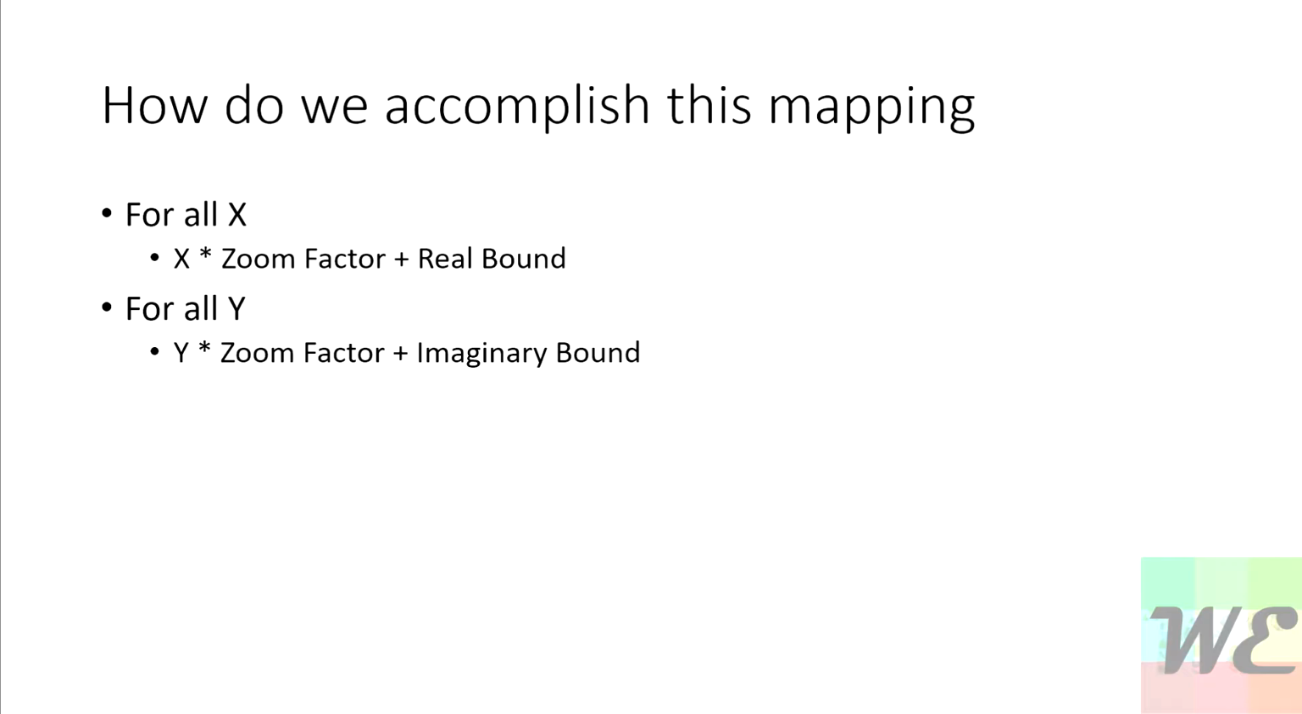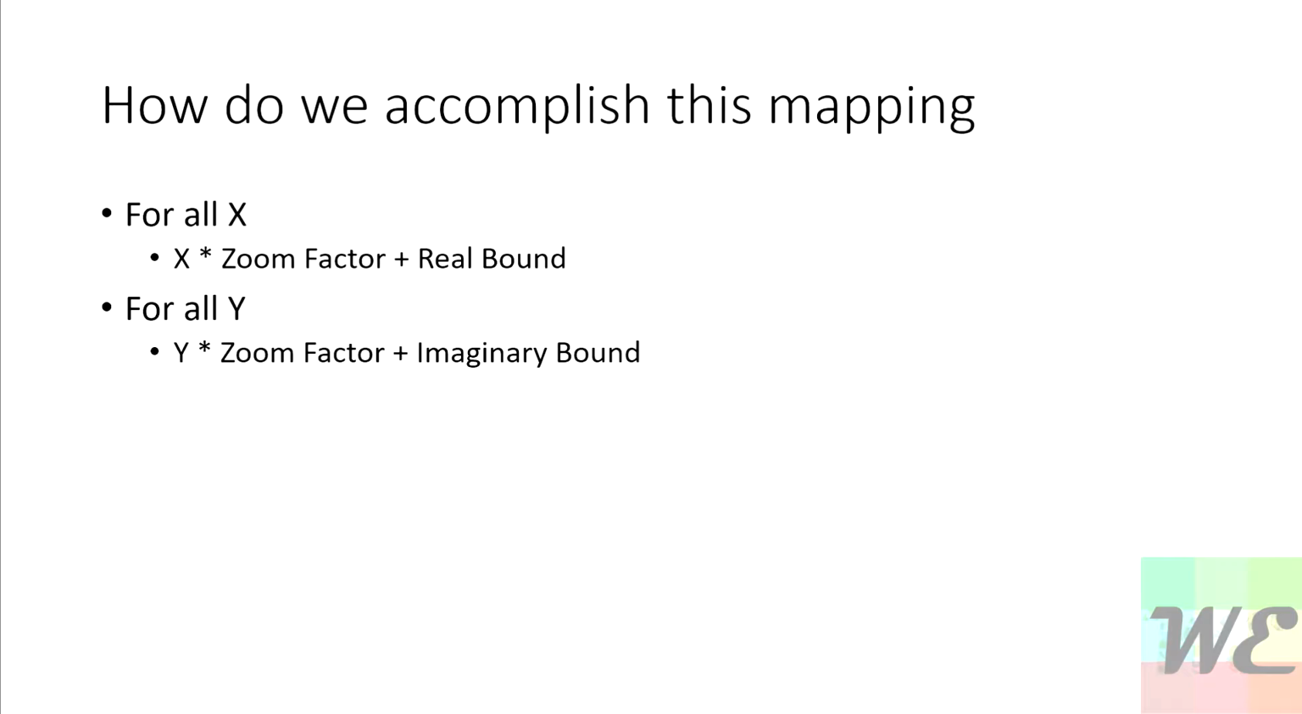That's the real value. So we're taking x in, and we're outputting the real value for x. Then for y, we're going to take y in, multiply it by the zoom factor, add the imaginary bound, and then y comes in and the imaginary value comes out. So now for each pixel address, we have mapped those values.